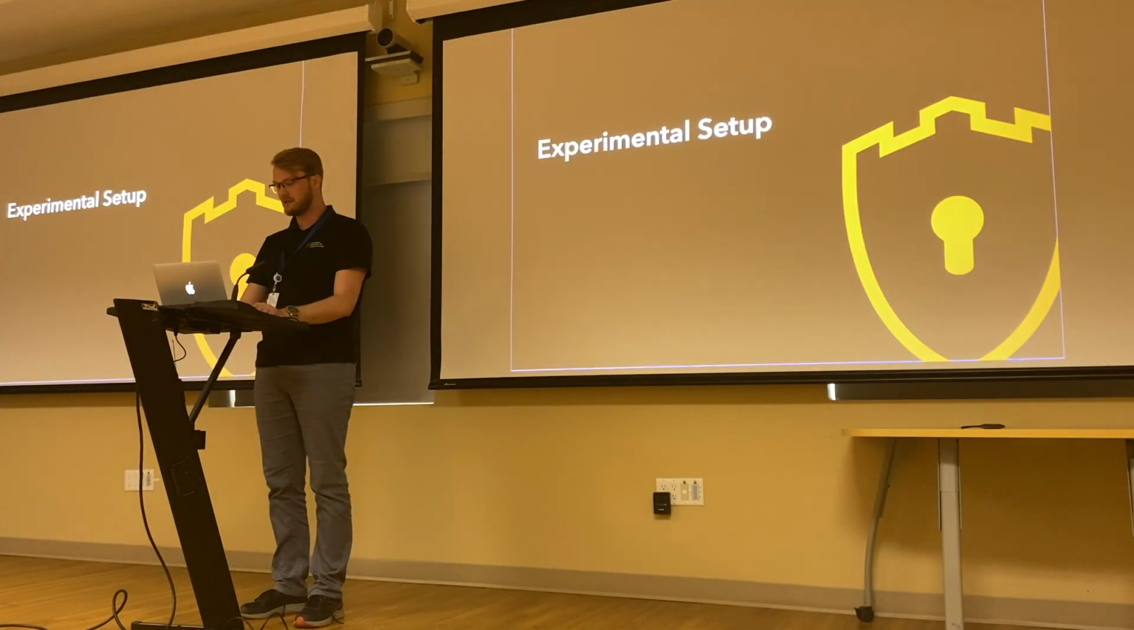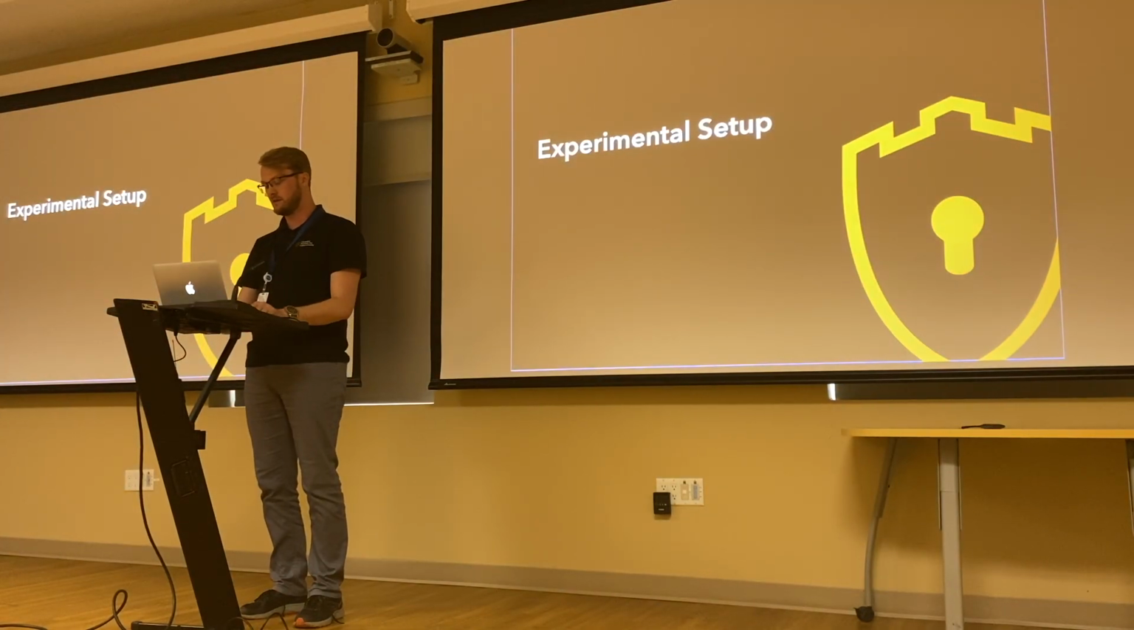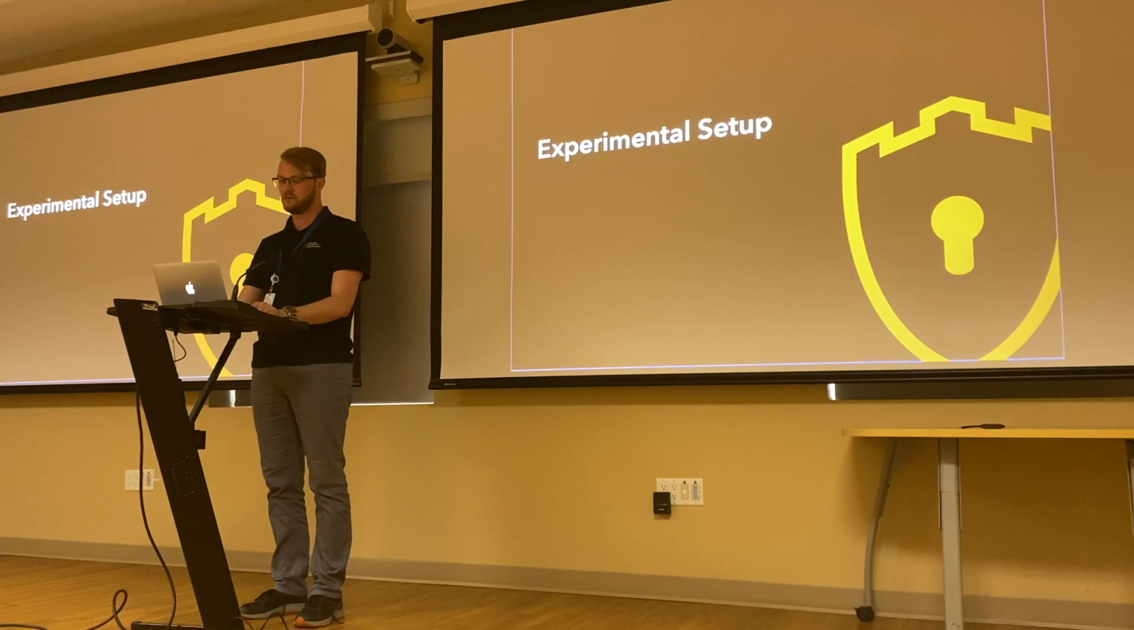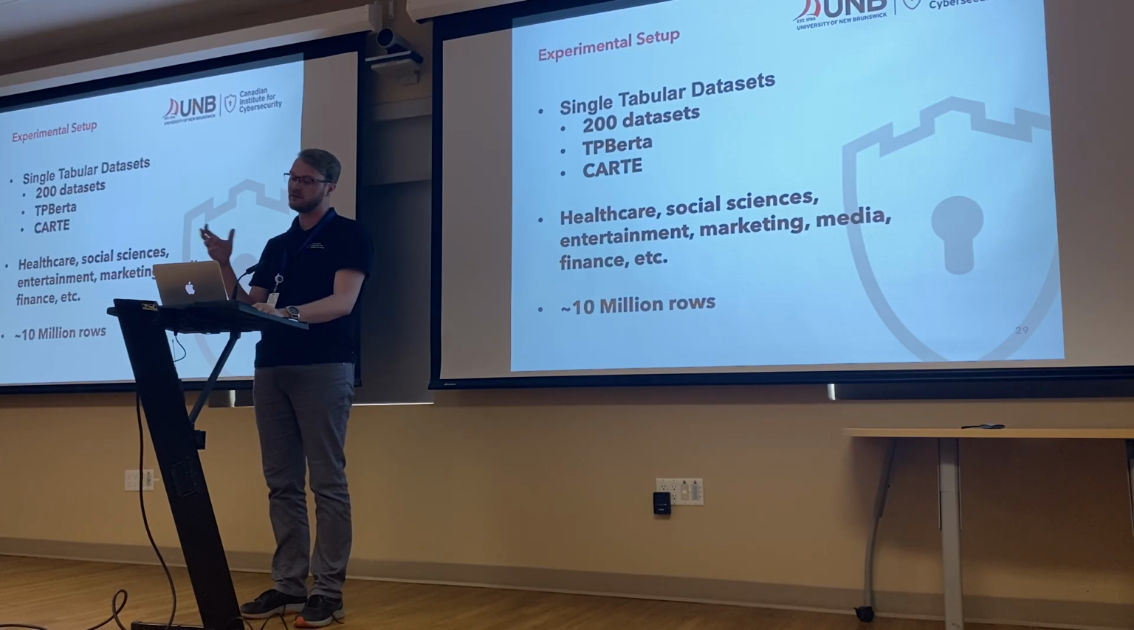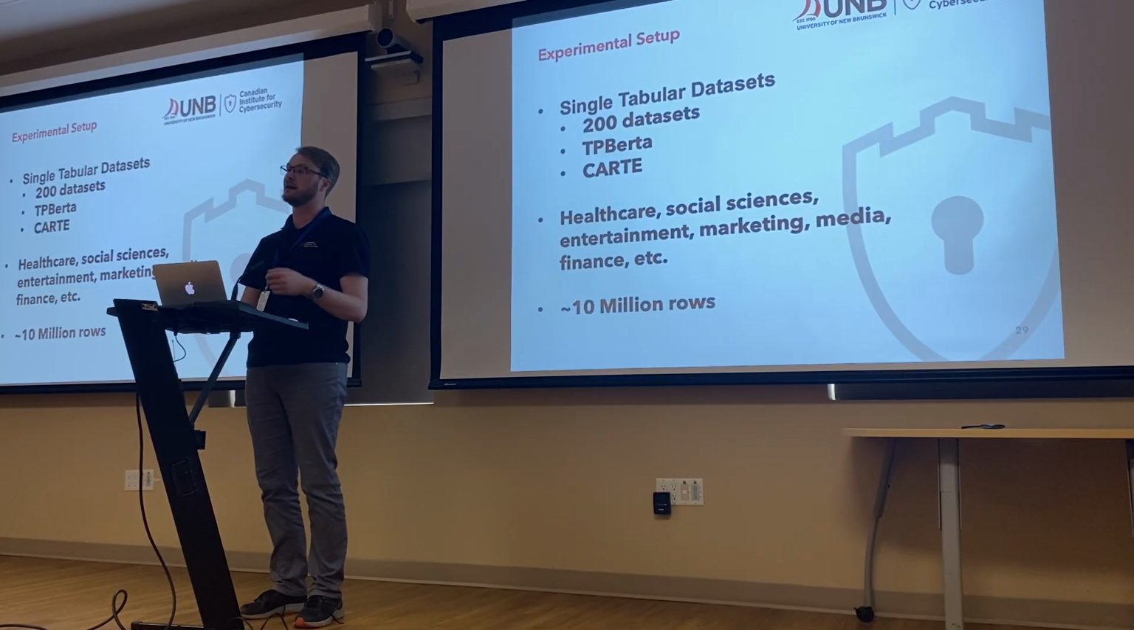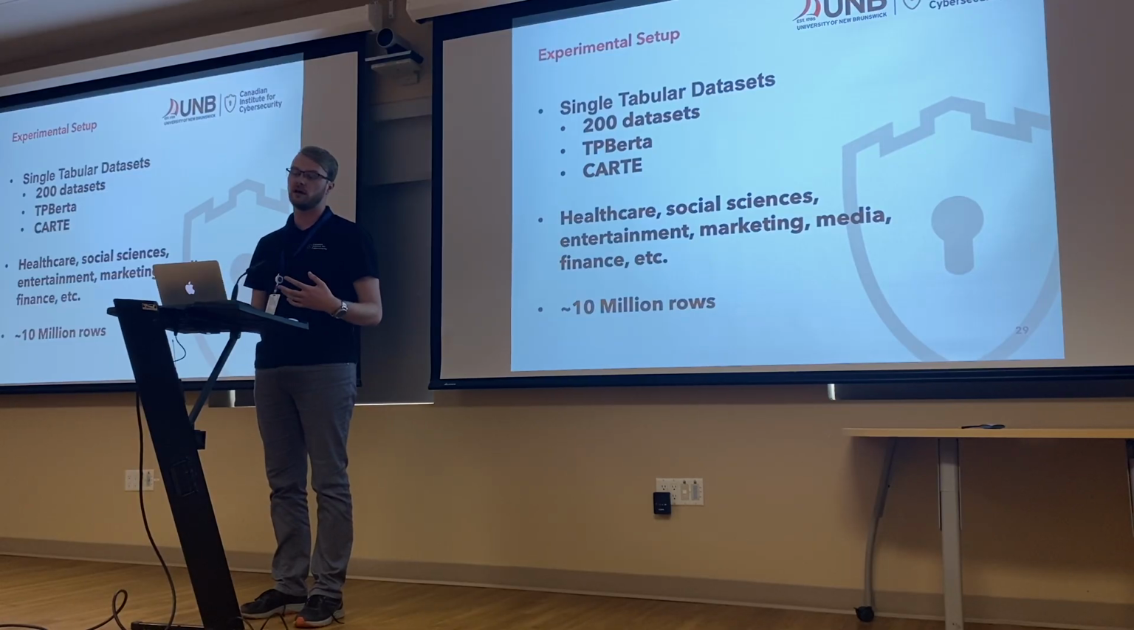So I guess now that we have an understanding of the Griffin architecture, we're going to get into the experimental setup. So in the work, they consider 200 single table data sets, and these come from TP, Berta, and CART. And they contain things related to healthcare, social sciences, entertainment, marketing, media, finance, all these very vast and different domains. Because again, the whole point of this work is to create a foundation model.